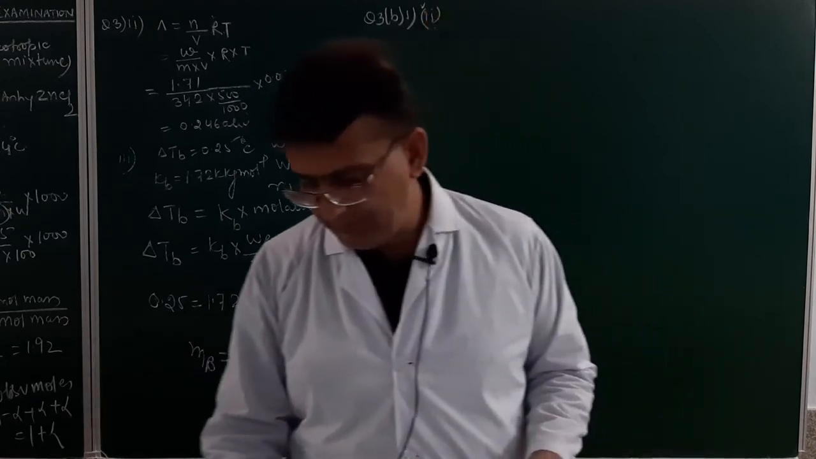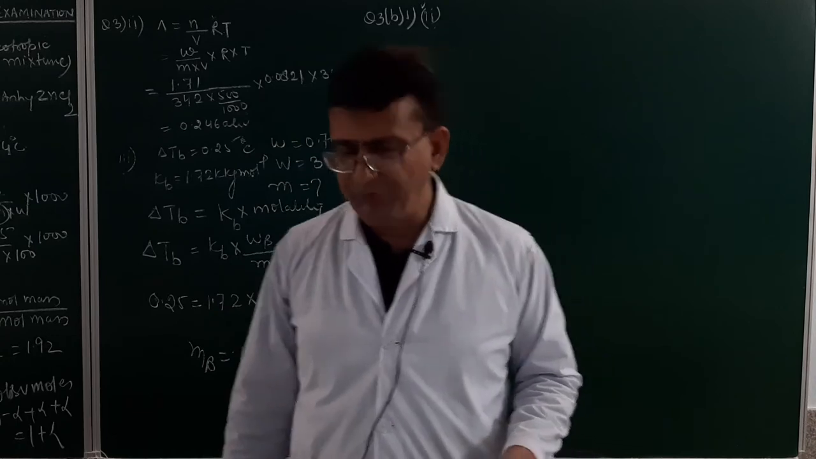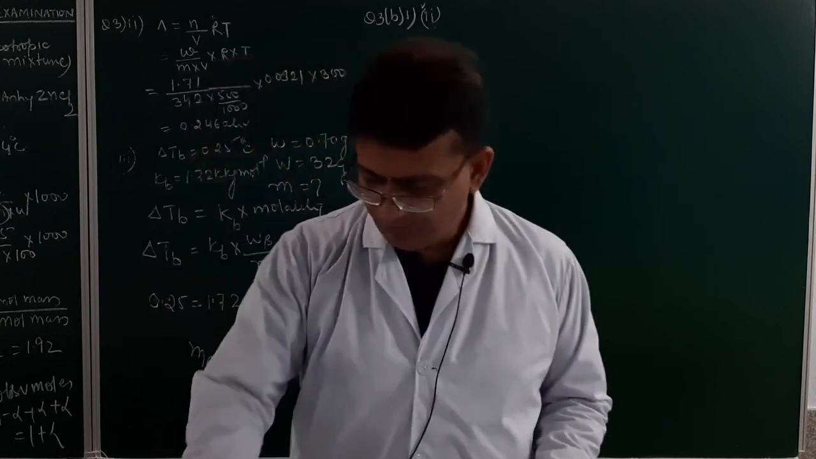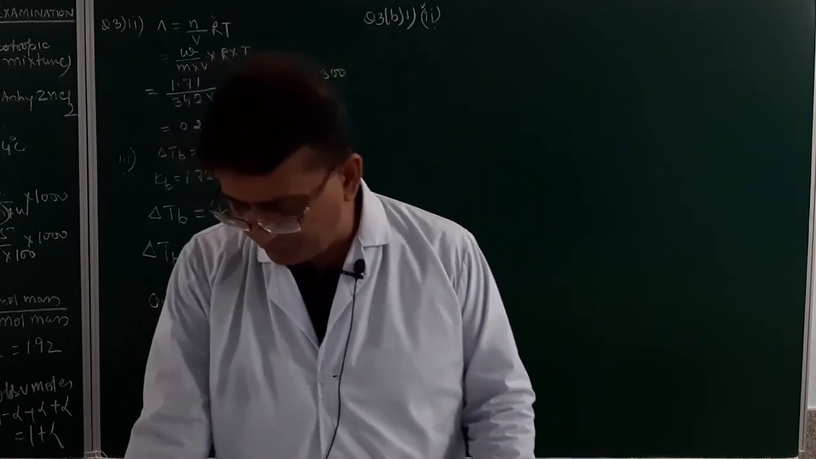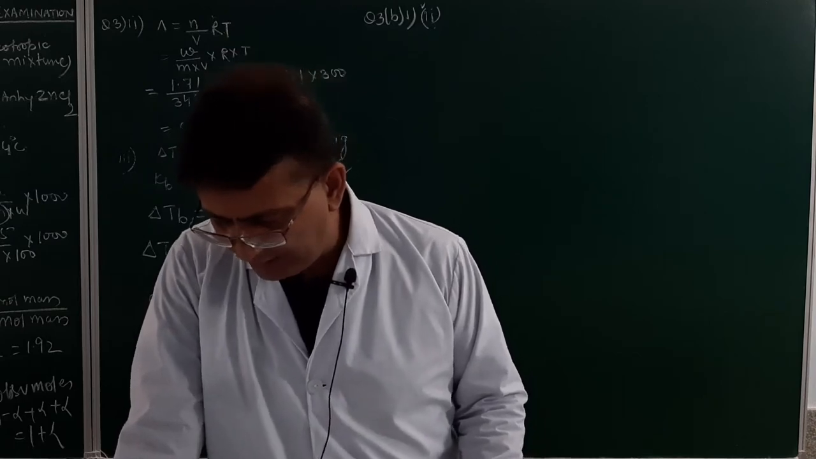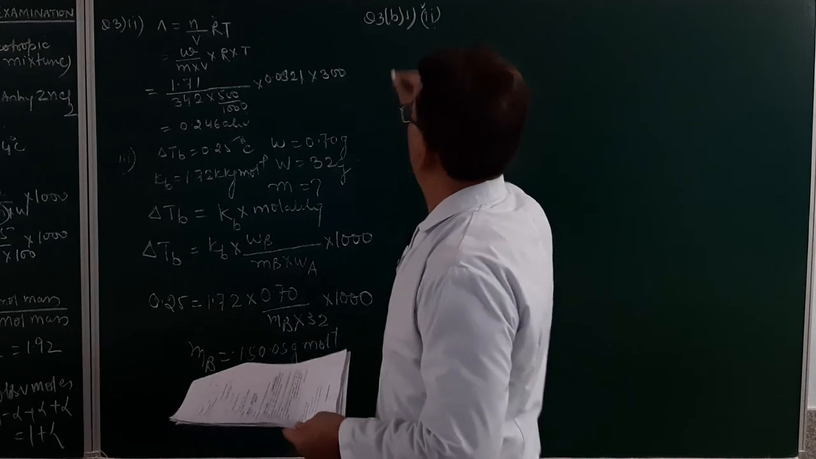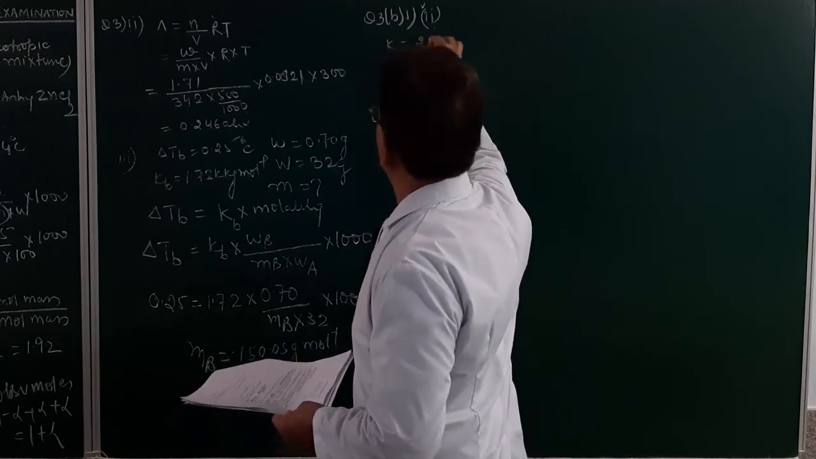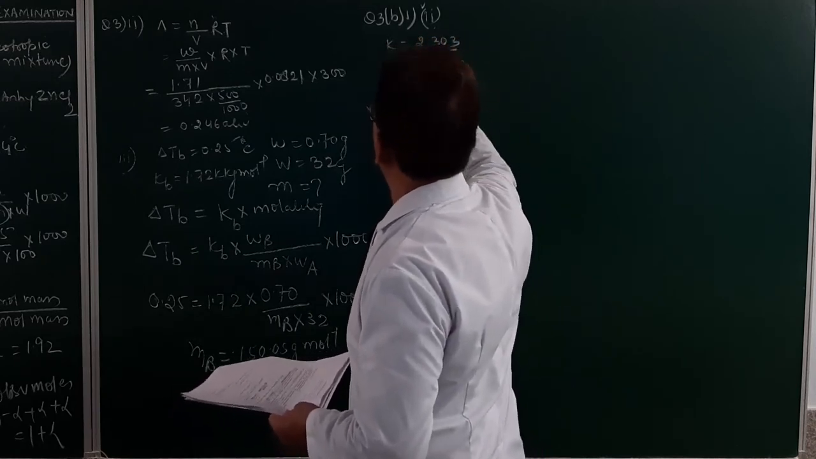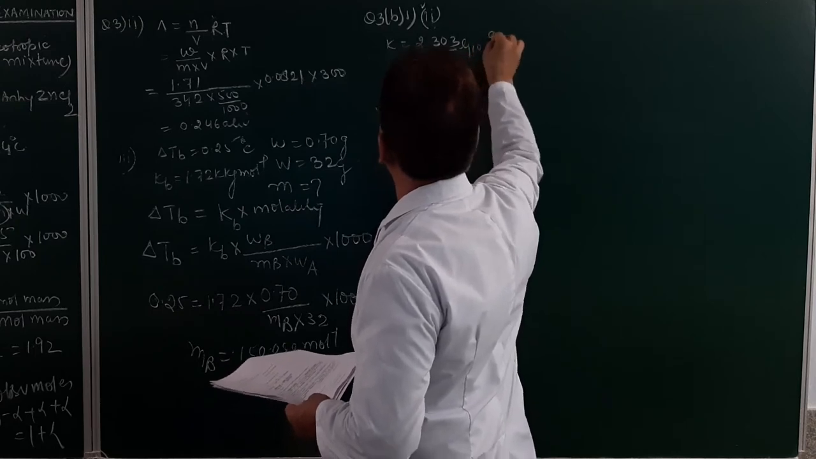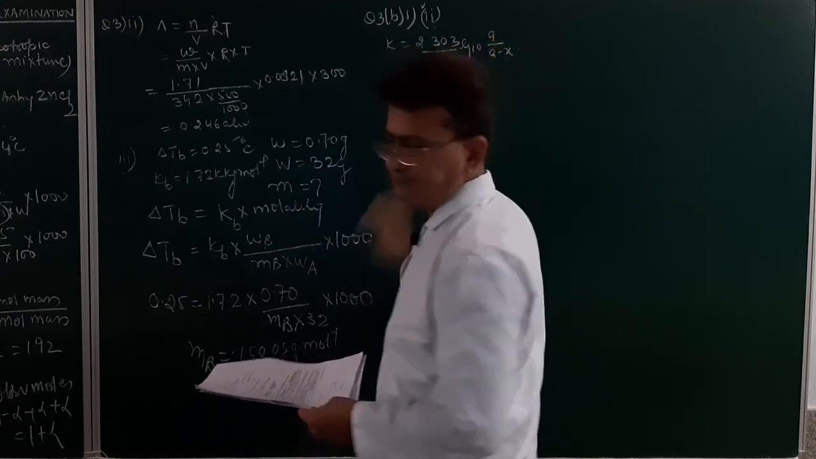A substance decomposes by following the first order reaction. 50% of the compound is decomposed in 120 minutes. How long will it take for 90% of the compound to decompose? So K will be equal to 2.303 upon T log base 10 A upon A minus X.